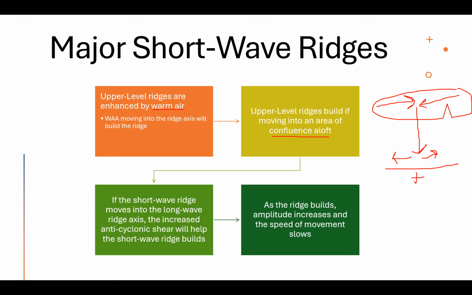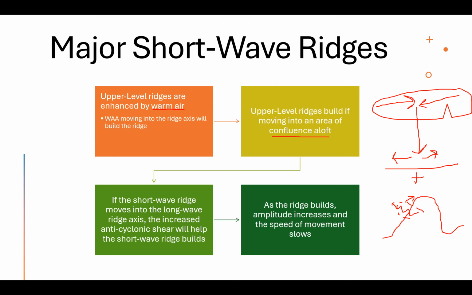high pressure system. If the shortwave ridge moves into a long wave ridge axis, the increased anticyclonic shear will help the shortwave ridge build. So what that's saying is, here's my long wave ridge, and then here's my dashed line again representing my shortwave ridge. Here's my ridge axis. Let's say the shortwave ridge is moving into this long wave ridge. The anticyclonic curvature of both the shortwave ridge and the long wave ridge are going to kind of help and enhance each other. And that shortwave ridge will build.